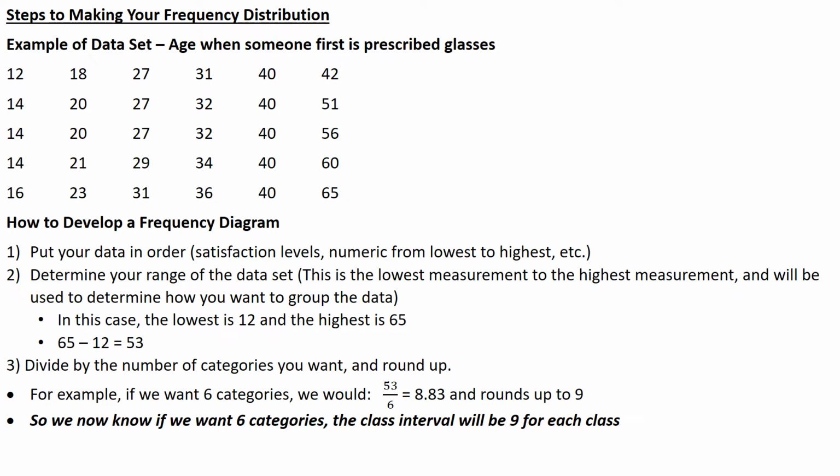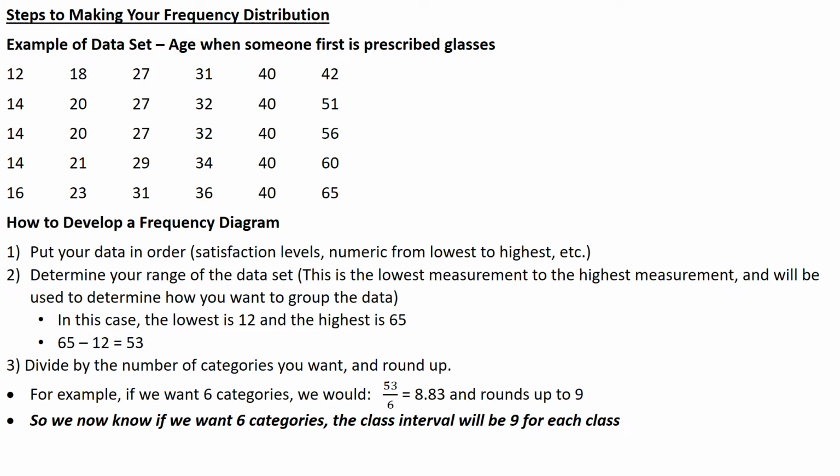Now, in this case, I've sorted this from lowest to highest, and I will in any quizzes or tests as well. I don't want you spending time manually sorting. My lowest is 12, my highest is 65. So my ultimate range is 65 minus 12, which is 53. So from age 12 to age 65, that is 53 years.